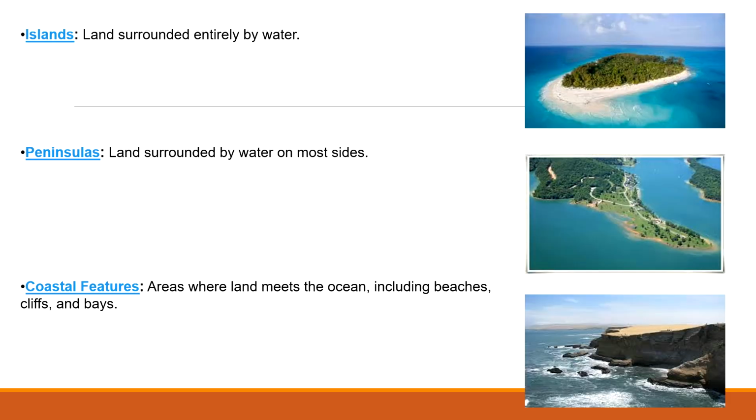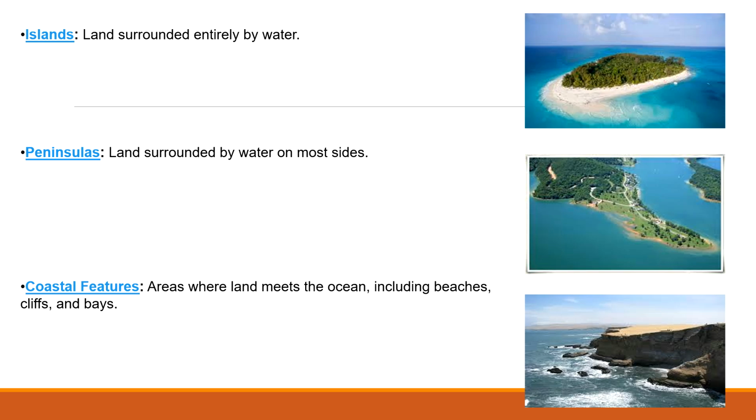Now, what are islands? Islands are lands surrounded entirely by water. In the given picture, you can see there is a land and it is covered by water from all sides. So this is called an island. You might have heard about the Andaman and Nicobar Islands and many other islands also. There are island countries also.